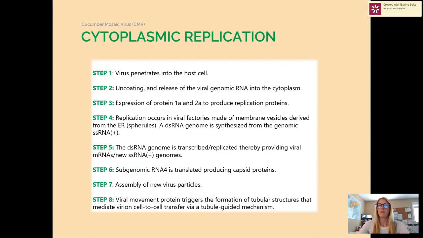A little bit of information on the steps of cytoplasmic replication. I'm not going to go through each one, but very basic steps are: step 1, virus penetrates into the host cell. Step 2, uncoating and release of the viral genomic RNA in the cytoplasm. And step 3, expression of the proteins which you need to produce the replication proteins.